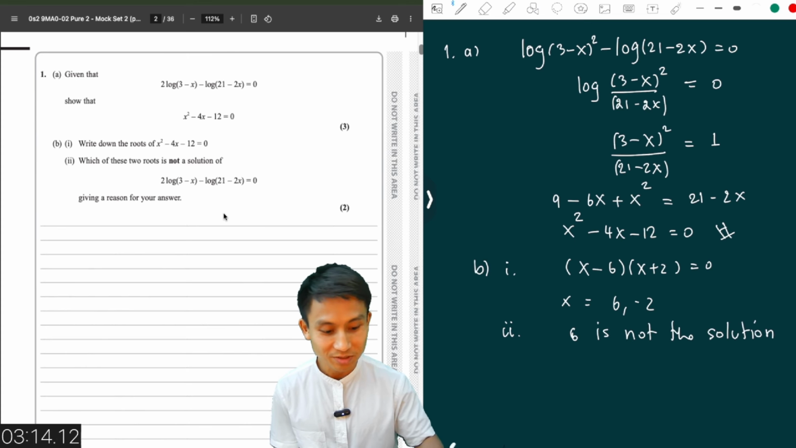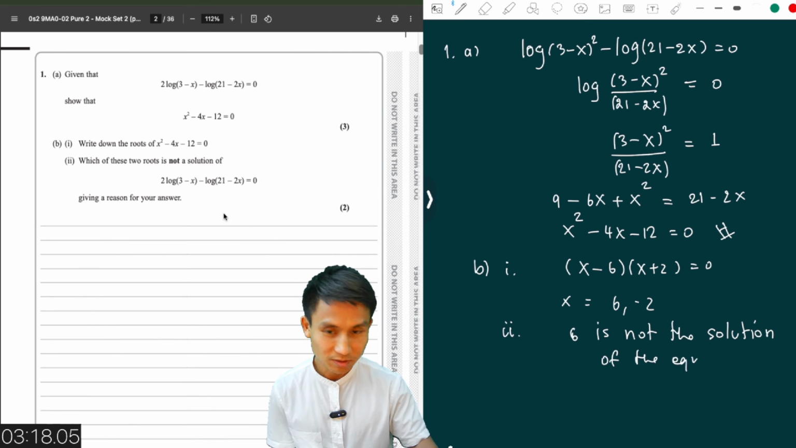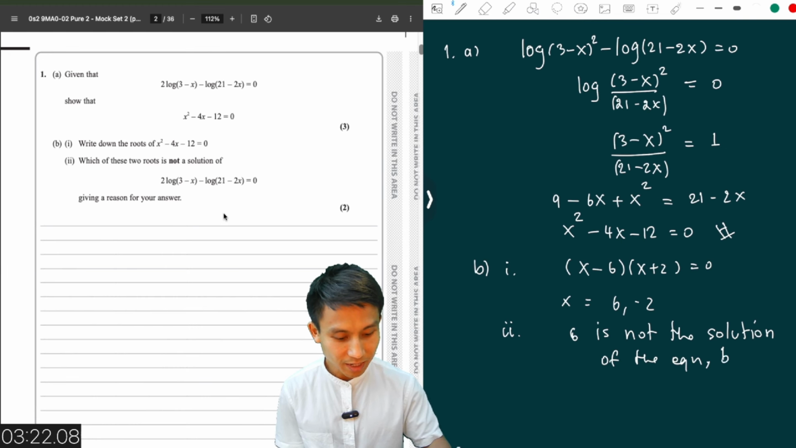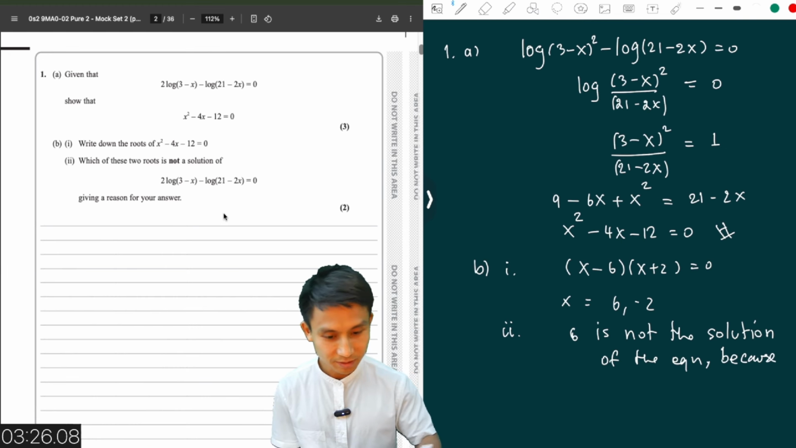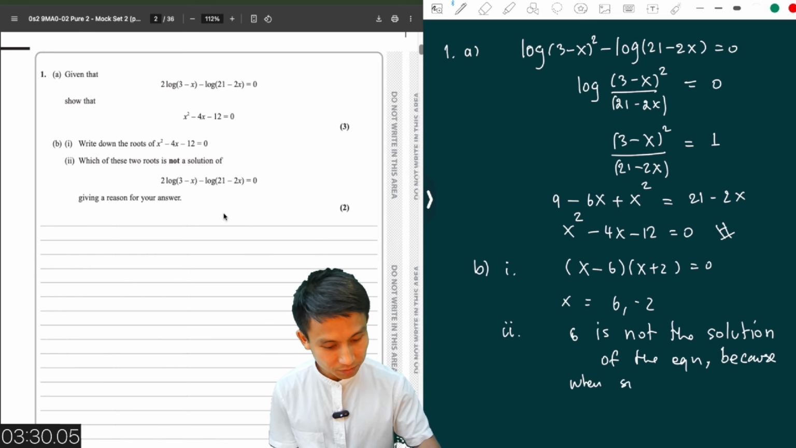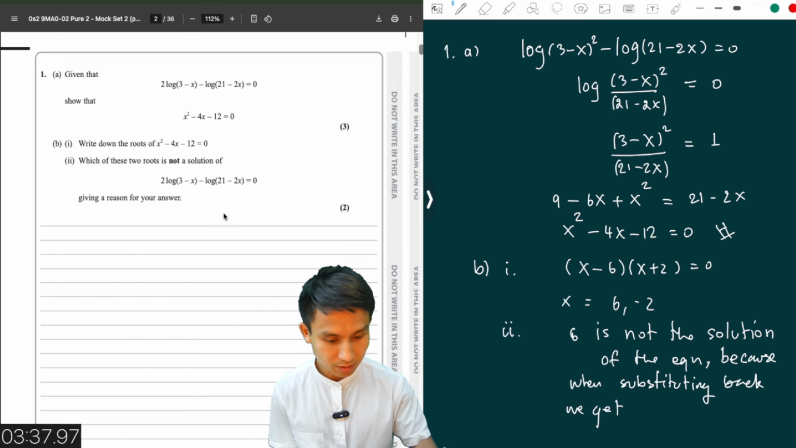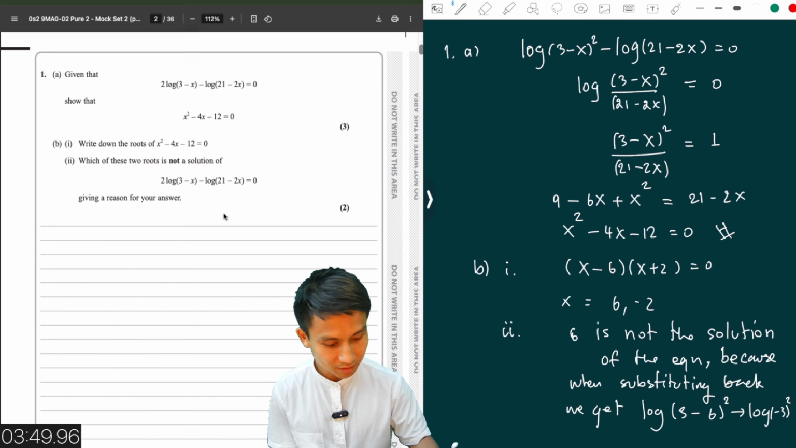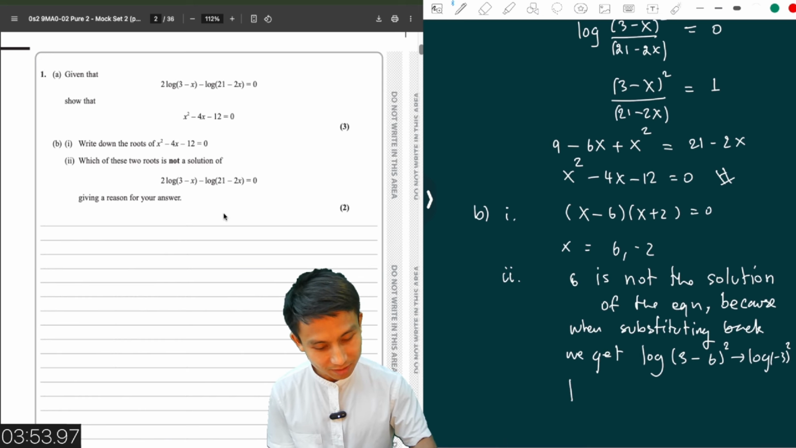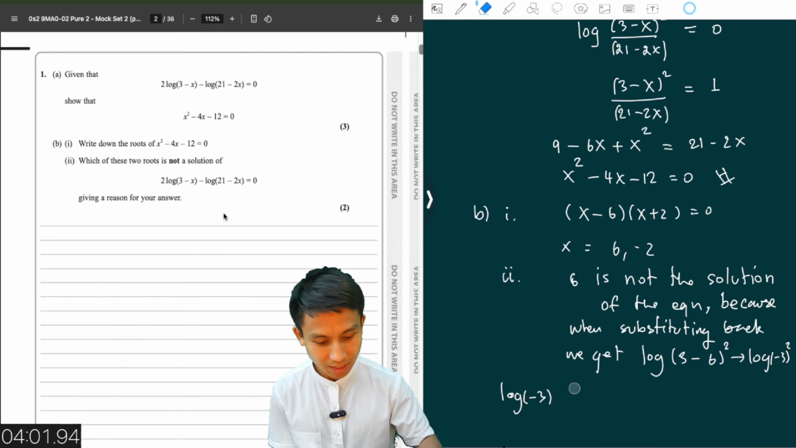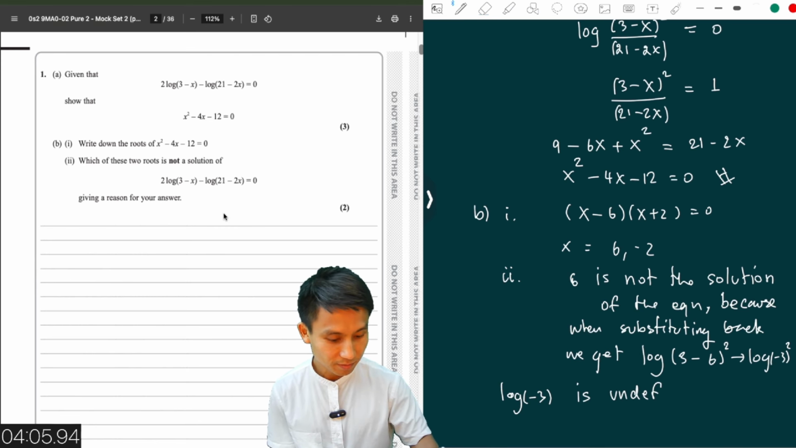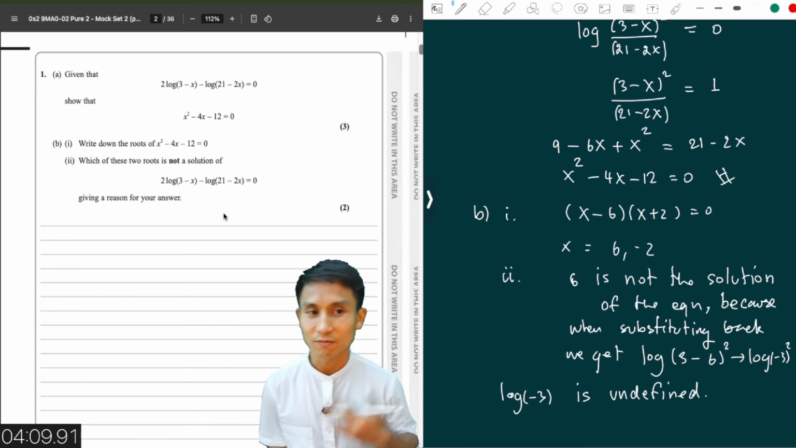You have to be careful that it asks for the one that is not the solution of the equation, and it asks for the reason as well. Because when substituting back, we get log of (3 minus x) squared. So that's just going to be log of (3 minus 6) squared, which is log of (minus 3) squared. Okay, log of minus 3 is undefined. So undefined is the keyword. You can't take the log of a negative number, basically.